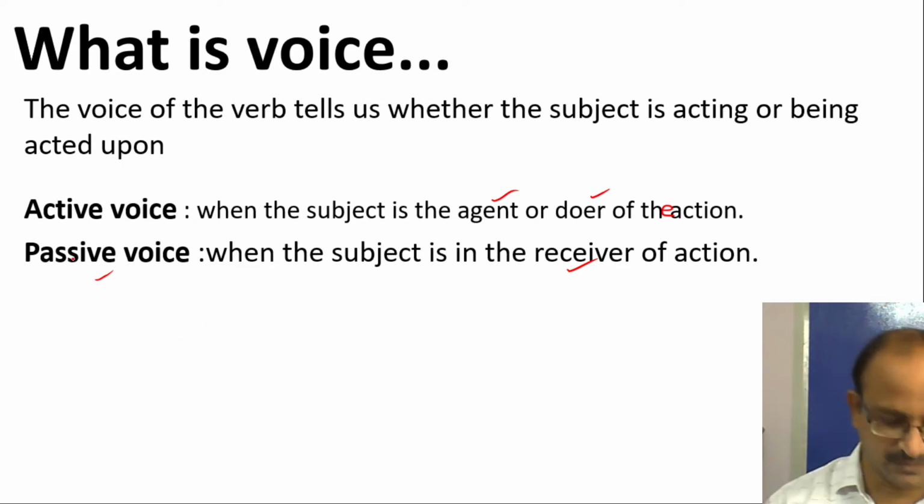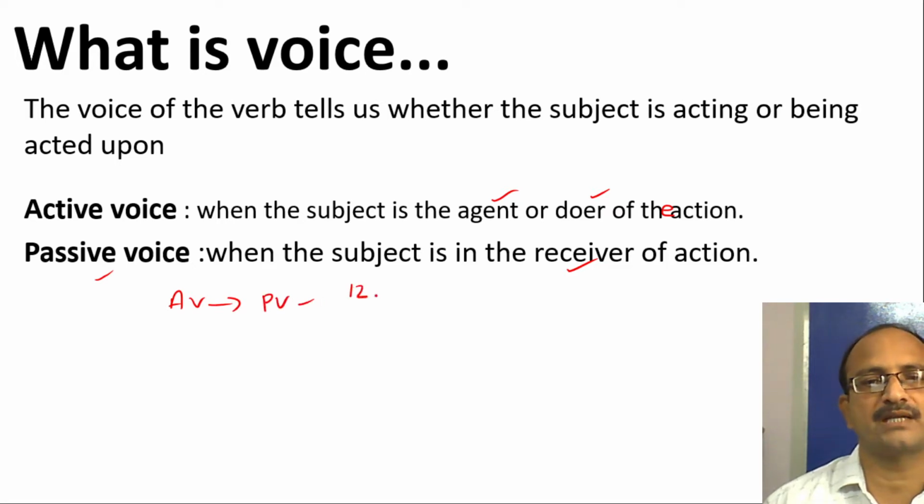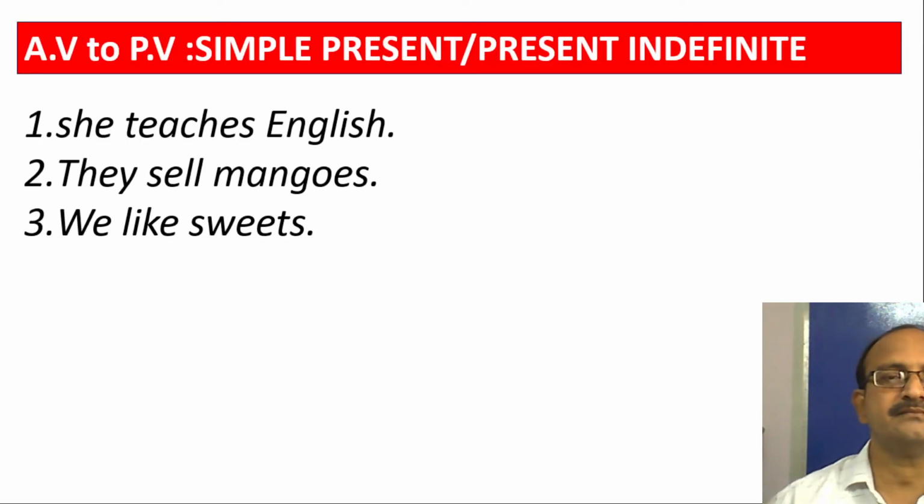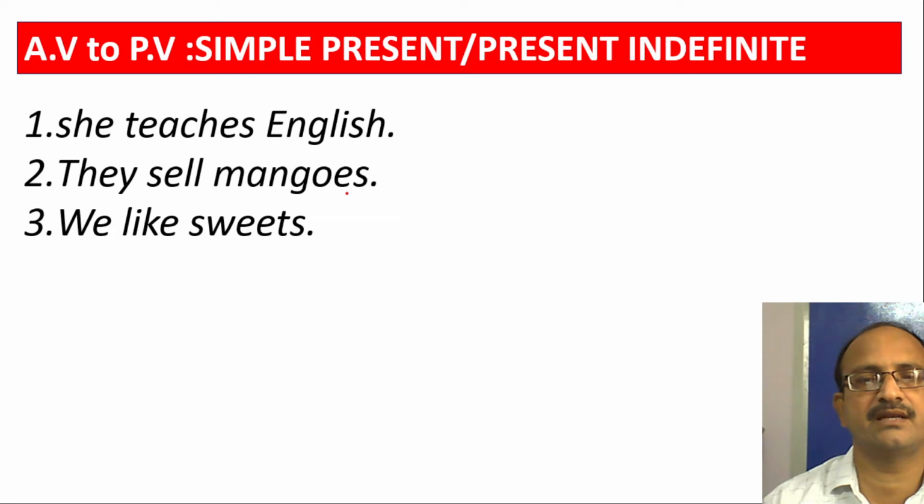So actually, from active voice to passive voice, we are going to learn 12 tenses. Actually we have 12 tenses. These are the 12 tenses we are going to learn in this module. So what is the first tense? Out of 12 tenses, this is the first one, simple present tense or present indefinite.